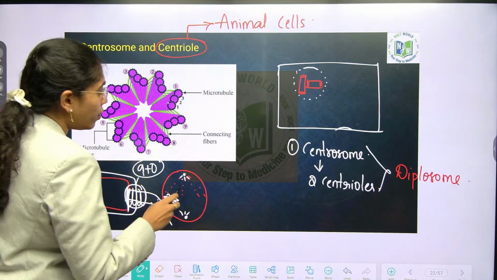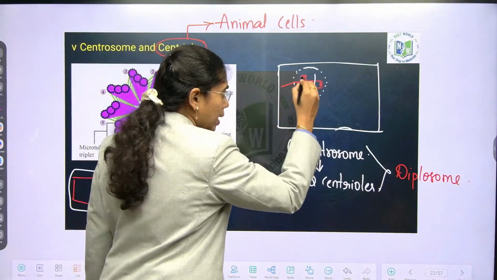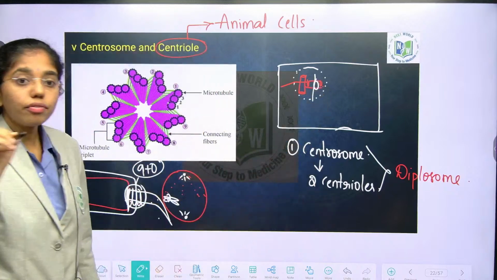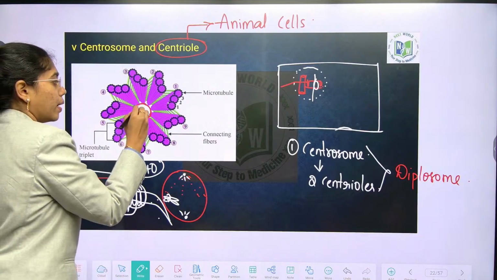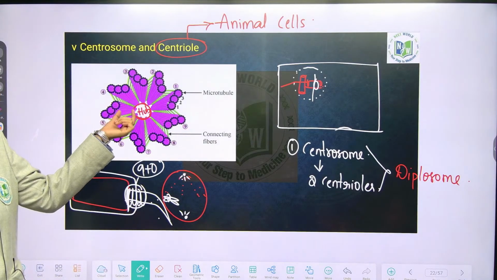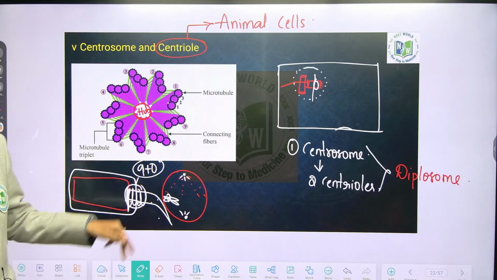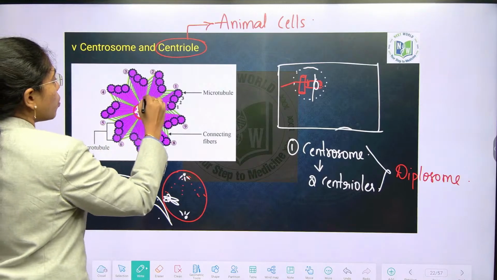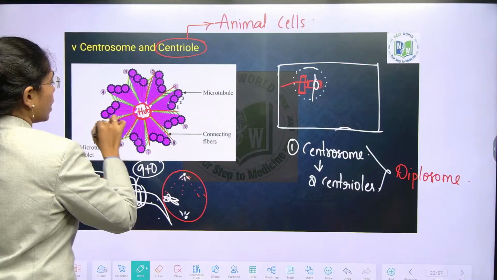When you take the central part of the centriole, if you dissect and see how it is arranged at the center, there is a proteinaceous hub. There is no microtubule at the center. There is a proteinaceous hub at the center. From this proteinaceous hub, there are 9 radial spokes radiating out. How many? 9 radial spokes.